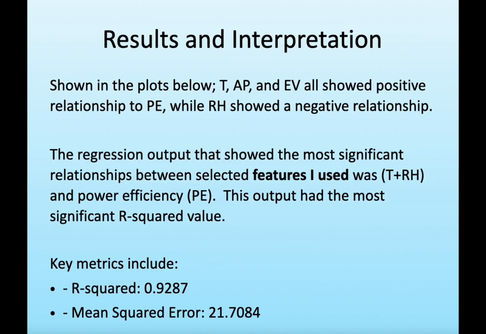So, my results and interpretation. In the plots below, which you'll see in a minute, temperature and pressure and vacuum all showed positive relationships to PE, while relative humidity showed a negative relationship. The regression output that showed the most significant results, the best model to do the interpretation on, was temperature and relative humidity versus power. The output had the most significant R² value. So remember, for R² values, the closer you get to 1, the better. And for mean squared error, the closer you get to 0, the better. And these are what came out of that model. The key metrics are, for R², 0.9287, and for mean squared error, 21.7.